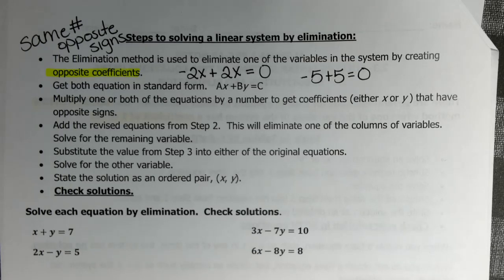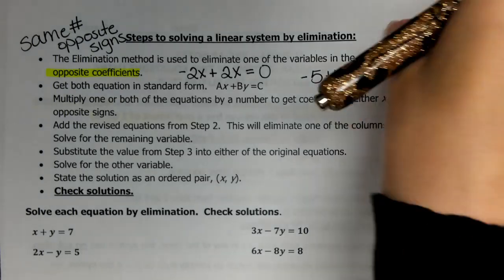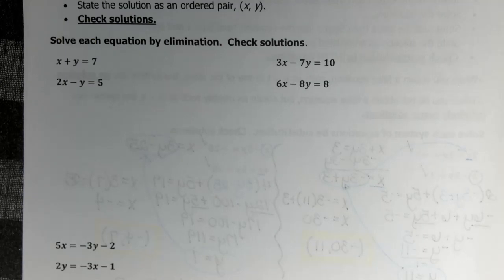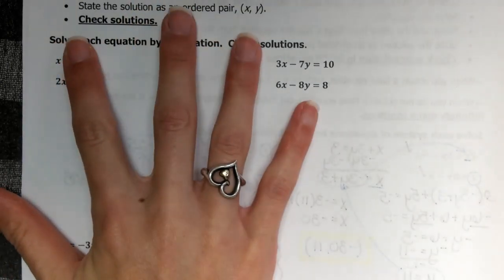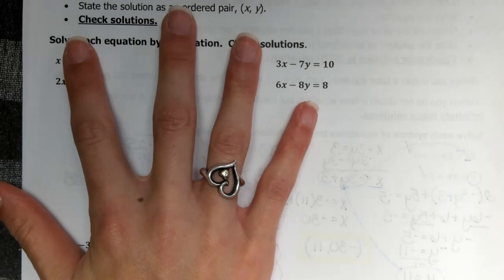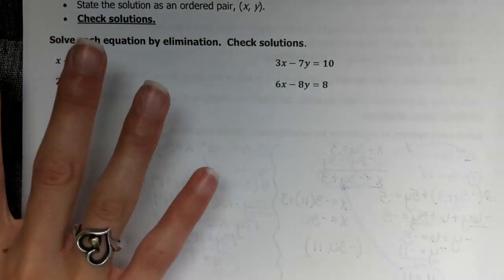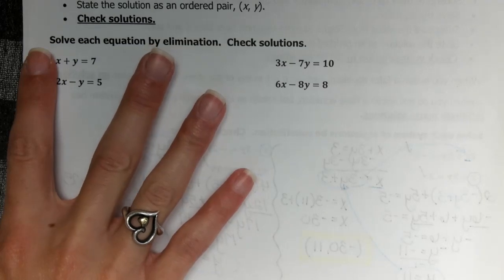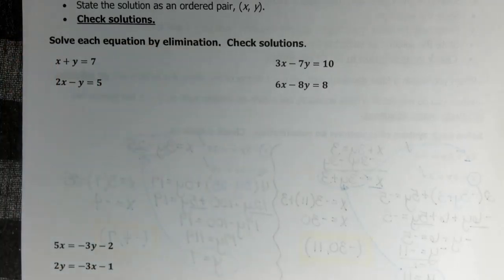So if you want to go back and read the steps, you can, but we're just going to do the steps. Okay? So if I'm looking, I have x plus y equals 7 and 2x minus y equals 5. I'm going to look at my x's. Okay, I have a 1 and a 2 as my coefficients. And then I'm going to look at my y's. I have a 1 and a -1 as my coefficients. And then I've got 7 and 5 for my constants.